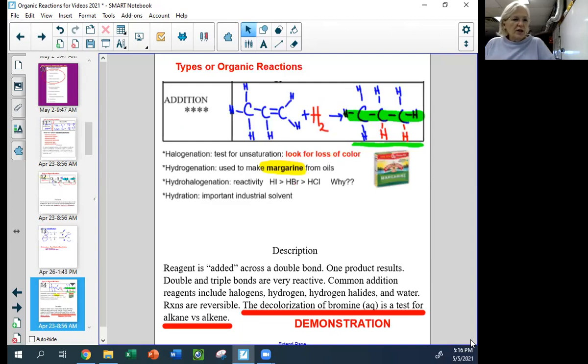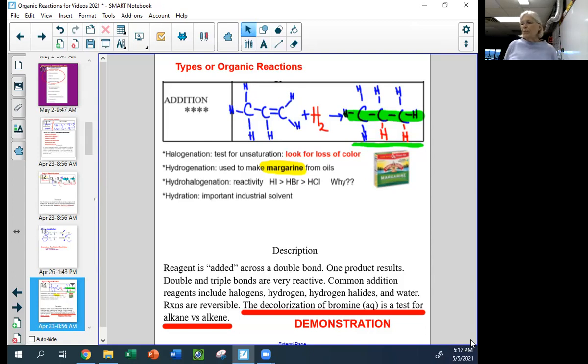The next reaction is addition, and addition really says what it means, as opposed to substitution where you take something off and put something else on. Addition is where you only put atoms on. The reason you don't have to take anything off is because addition reactions require a double or a triple bond.